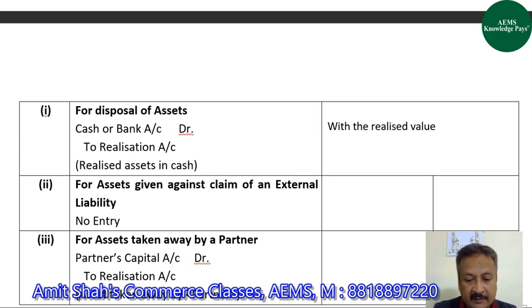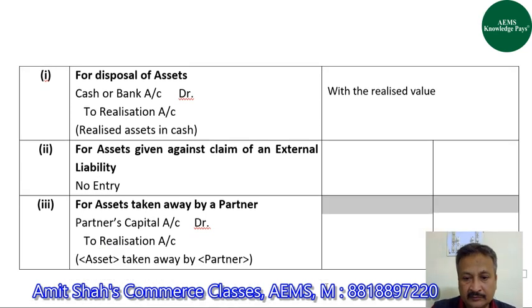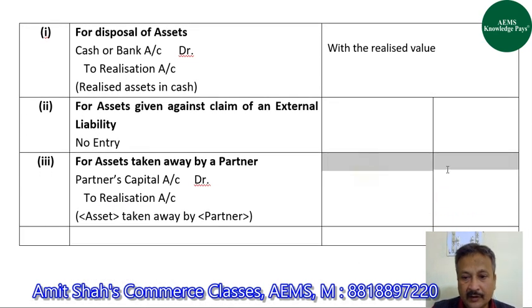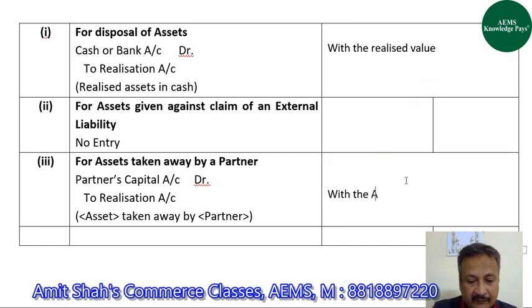यहाँ पे हम पार्टनर का नाम लिखेंगे और यहाँ पे एसेट का नाम लिखेंगे, फॉर एग्जाम्पल, इन्वेस्टमेंट्स टेकन अवे बाय A, who is a partner. This entry we pass with the agreed value of the asset taken away.